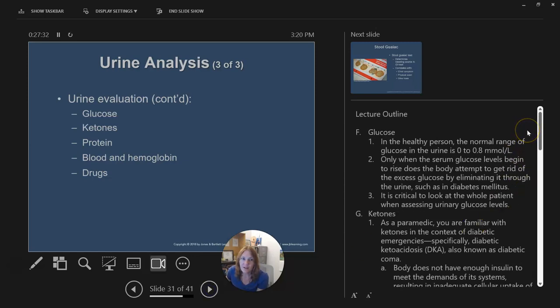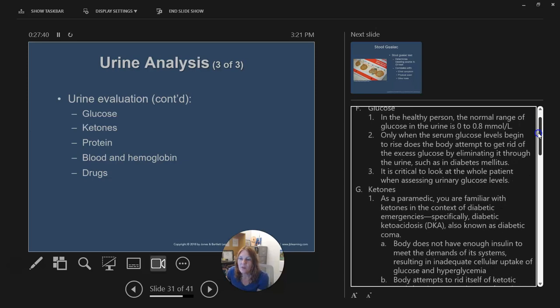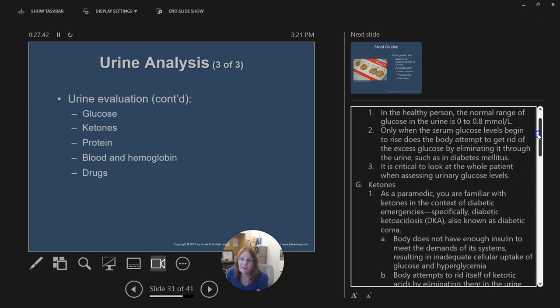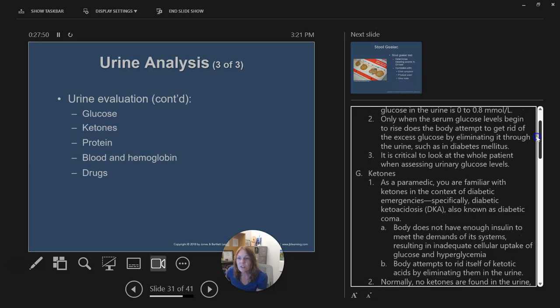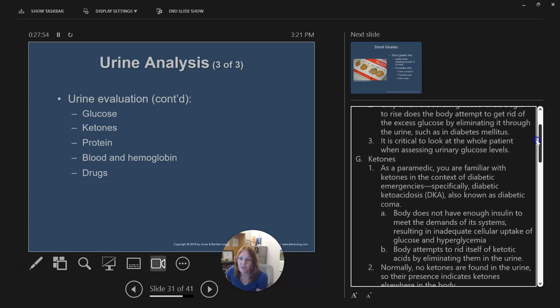So our urine glucose: in a healthy person, a normal range in our urine is going to be 0.08. Only when the serum glucose levels begin to rise does the body attempt to get rid of the excess glucose by eliminating it through the urine, such as in diabetes mellitus. It's critical to look at the whole patient when assessing urinary glucose levels.